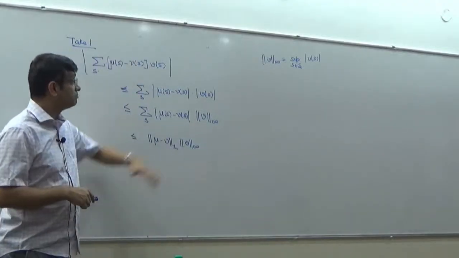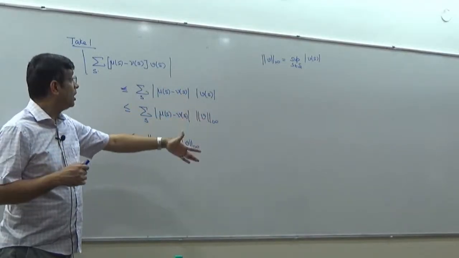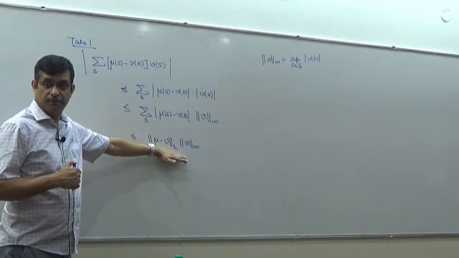Okay. So, this is clear to everyone. I can get bounds of this type. Okay. But this is a bad bound. Why is this a bad bound?